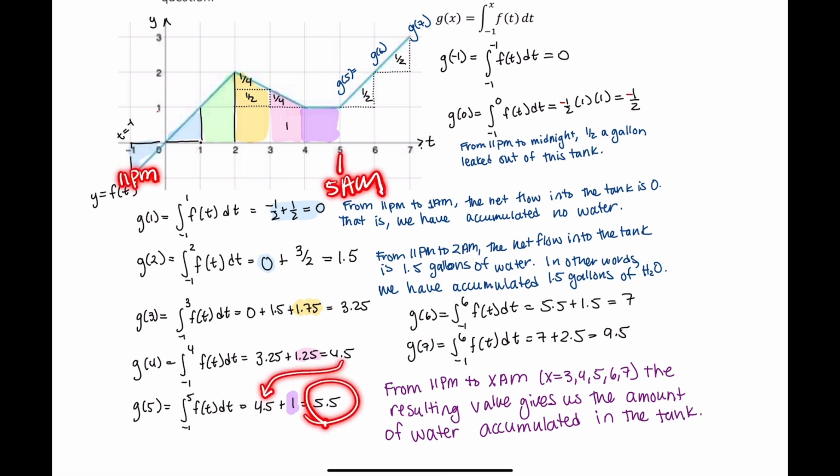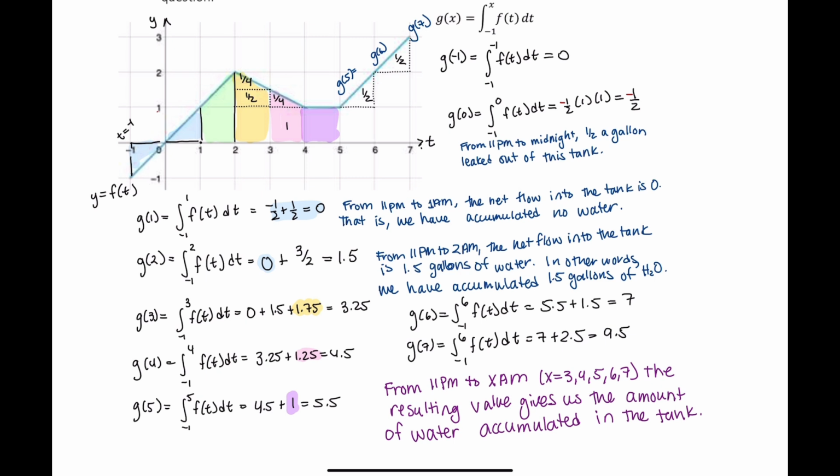So remember, between 11 p.m. and midnight, it was leaking. Someone came by and fixed it, let's say. Or maybe it was supposed to leak out some water before it refills. I don't know. But for some reason, the tank was losing water. Now it's suddenly gaining water. And up through 5 a.m., it's gained a net of 5.5 gallons.